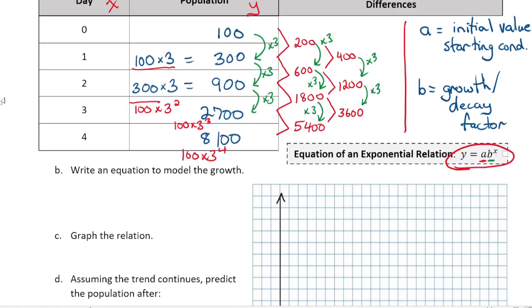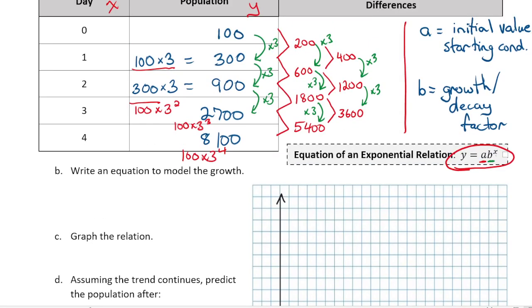So let's write this as an equation then. We have y is equal to our starting value, 100, so that's our A, times our growth or decay factor. And every single time it goes up by a factor of 3. It multiplies by 3. So B will be 3, and it's to the exponent x. That's all it takes. Y is equal to the starting value times the growth factor to the power of x. Easy peasy.